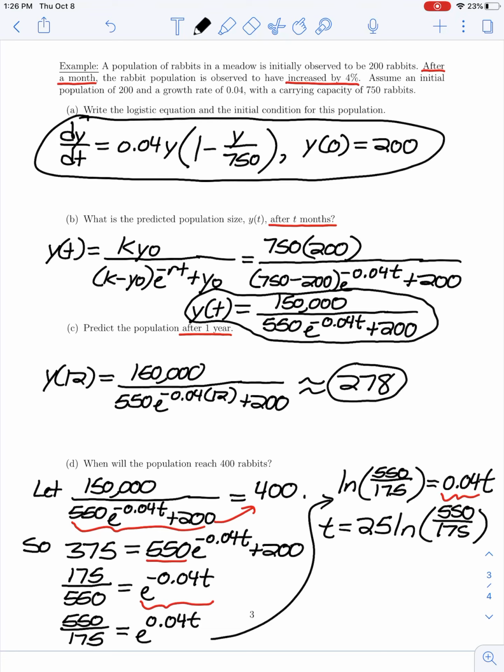And using a calculator to round to the nearest value of t, we find that t is approximately 29, where we were measuring time in months. So approximately 29 months, just under 2.5 years, for this population to increase to a value of 400 rabbits, which is double the value that we started with. All right.